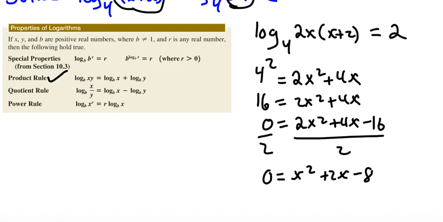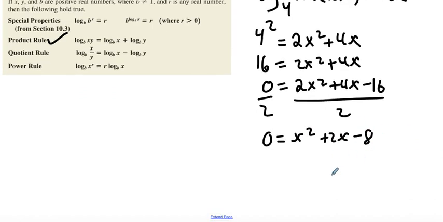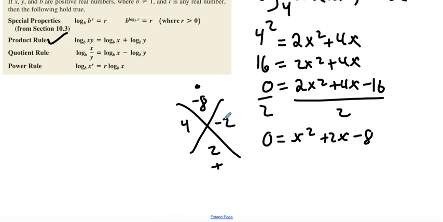All right, cool. So now we're going to factor this. I've always been a fan of the diamond, where you put the last number, -8, on top, and 2 on the bottom. We need 2 numbers that give us a product of -8, and when you add those same 2 numbers, you get 2. Well, those 2 numbers would be 4 and -2. 4 times -2 is -8, and 4 plus -2 is 2. So our factors will be x plus 4 and x minus 2.